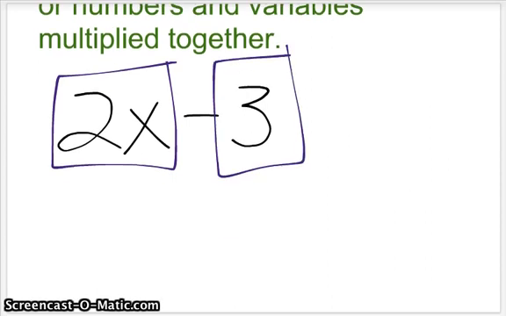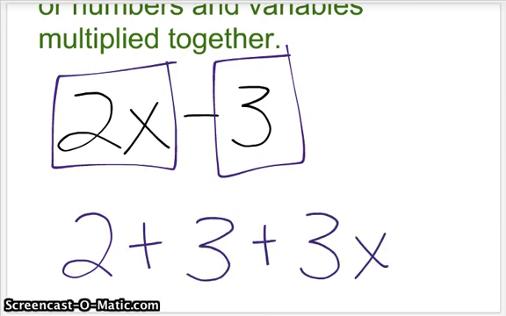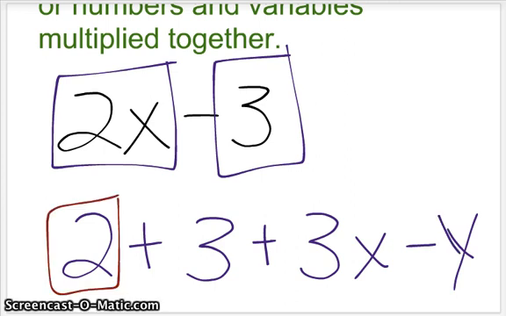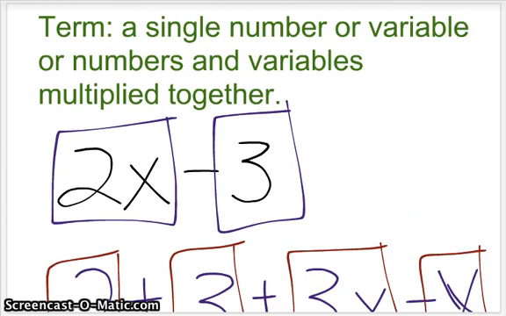If we look at this example, 2 plus 3 plus 3x minus y, this expression has four terms. The number 2, the number 3, 3x is a term, and then y. So when you hear me say term, you need to know that's what I'm referring to. It's just the different pieces of an expression.